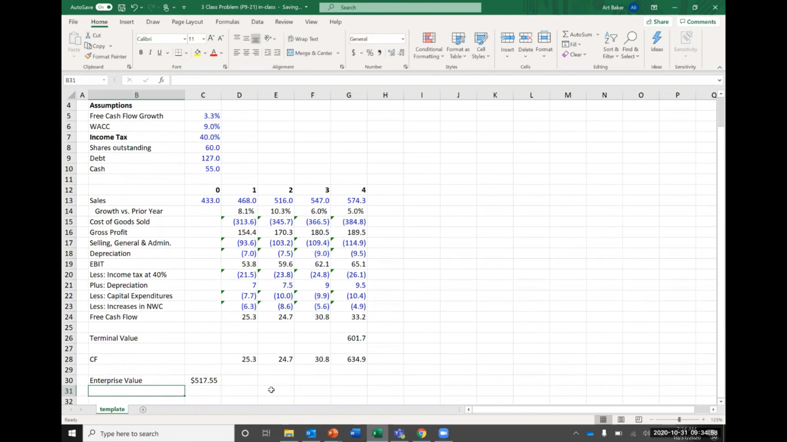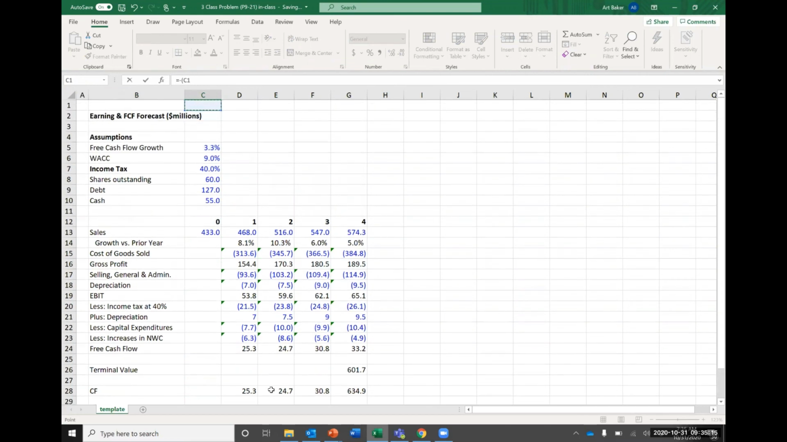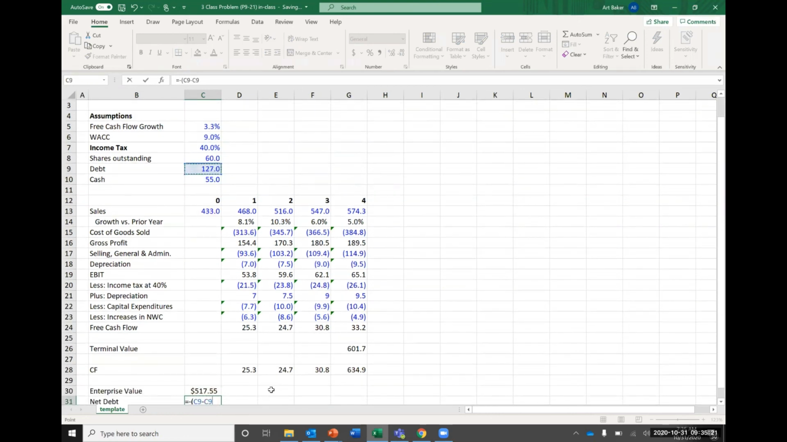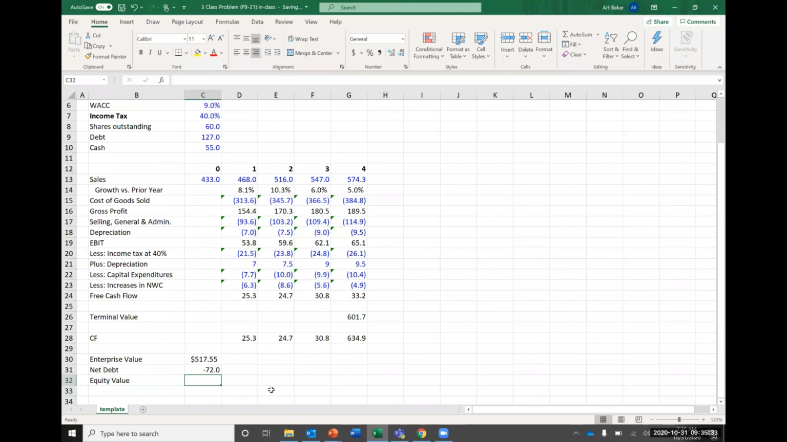And to get to equity value, what do I need to do? Net debt, right? I need to subtract net debt. I think you answered that before. So net debt would be negative, because I'm subtracting. It's negative debt minus cash. So debt minus cash is net debt. So minus 72. And equity value would be these two numbers added. So 445.55.